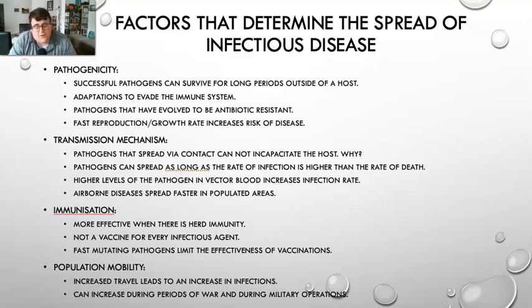Then you need to look at the population immunisation rates. If there's herd immunity, an infectious disease has a lot harder time spreading through the population. You have to take into account there's not a vaccine for every infectious agent. If you go back to 2020, when there wasn't a vaccine for COVID, the spread of COVID was a lot faster, and countries outside of Australia were really suffering because of that.